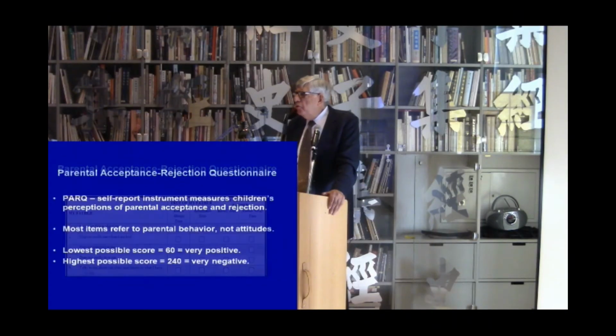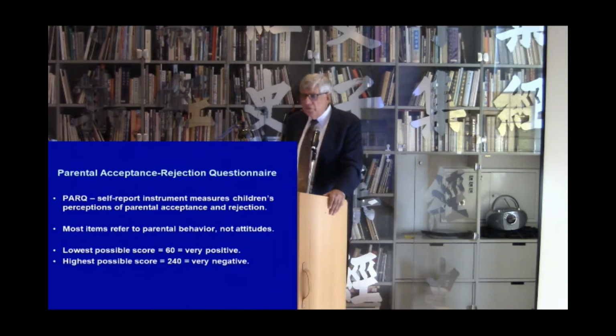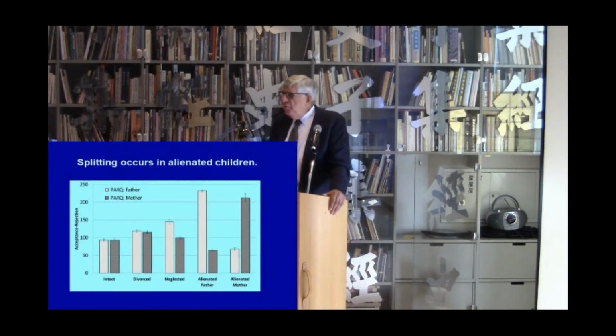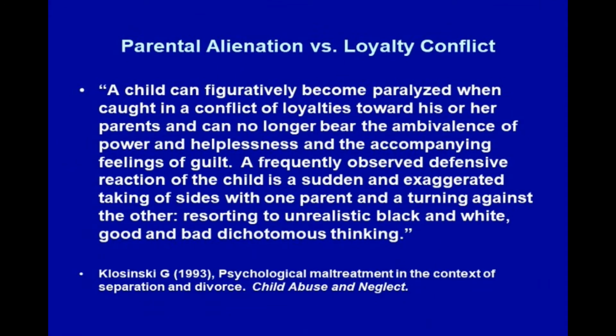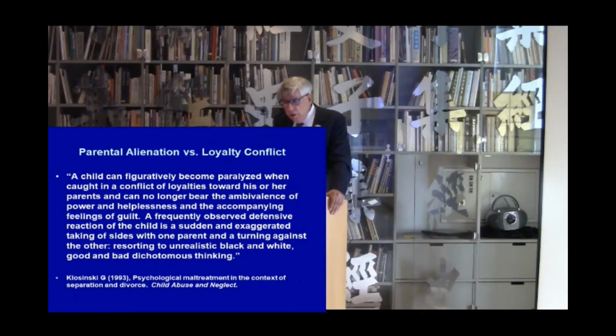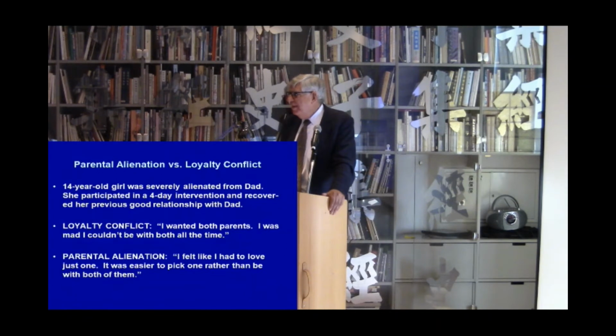So here's another person who tried to say this exact same thing. Let's read through this together real quick, and see if you can figure out who said this, by the way. A child can become paralyzed when caught in the middle of a loyalty conflict toward his parents, and he can no longer bear the ambivalence of power and helplessness. A frequently observed defensive reaction of the child is a sudden and exaggerated taking of sides. In other words, you have an unrealistic black and white, good and bad kind of thinking. In other words, the person who wrote this is describing a transition between a loyalty conflict and parental alienation. Does anybody have any idea who wrote this?